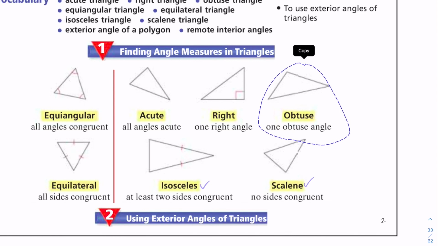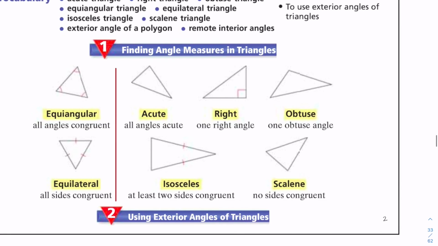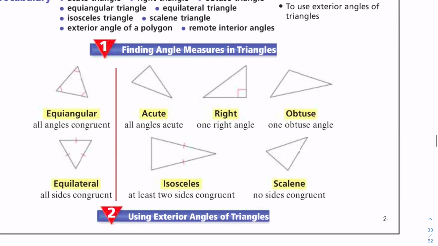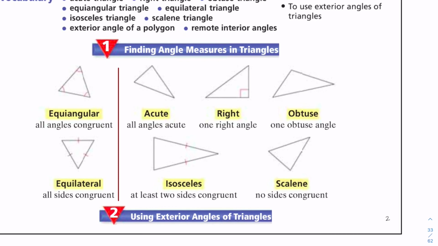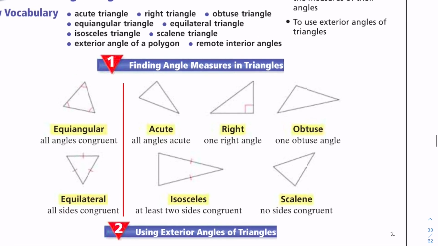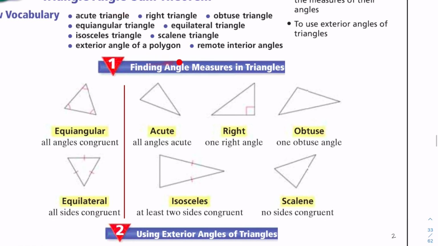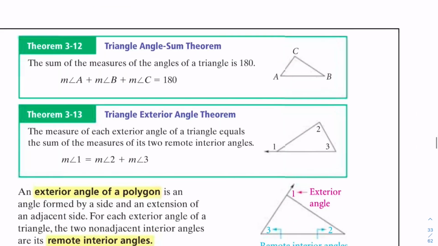Its sides can be either isosceles or scalene, and isosceles means that two of the sides are congruent. Scalene means that none of the sides are congruent. Again, if three sides are congruent, you have an equilateral or an equiangular triangle. All right, so here's some vocab. We'll go through all of that right now.